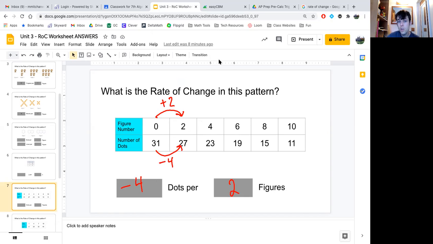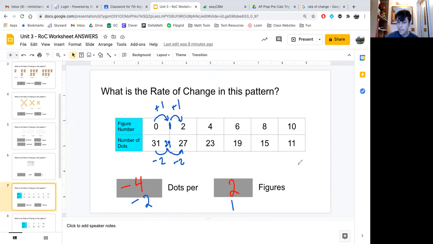What's interesting is we could simplify this, right? We could fill in the gaps here. If we only increase by 1, we need to split this up. So we could decrease by 2. So it'd be 29. That way we're only decreasing by 2 and increasing by 1, but it achieves the same thing. And that works. We do it again, we end up right here. So this rate of change can actually be simplified to -2 dots per 1 figure.